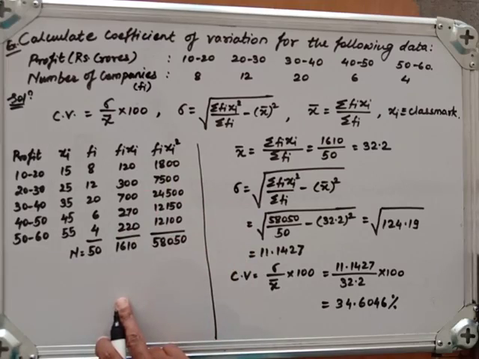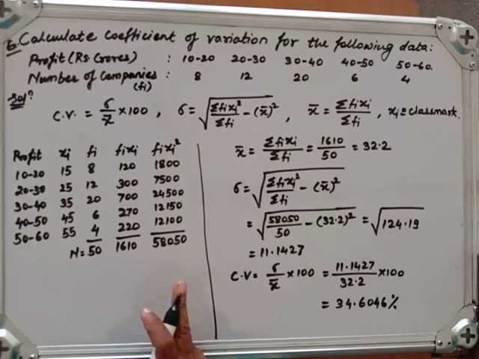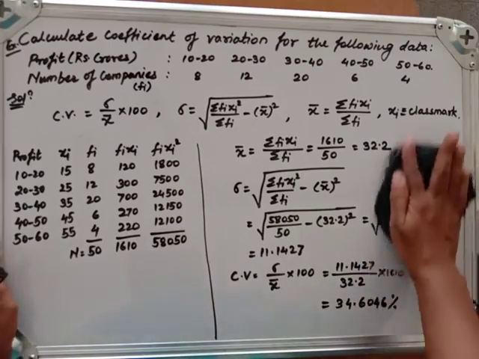Now similarly, let us solve the next example in which two different things are given to us and we have to compare them. As I said earlier, the coefficient of variation is used to compare the data of two different things. So the same thing we are doing here now. Let us take the next example.